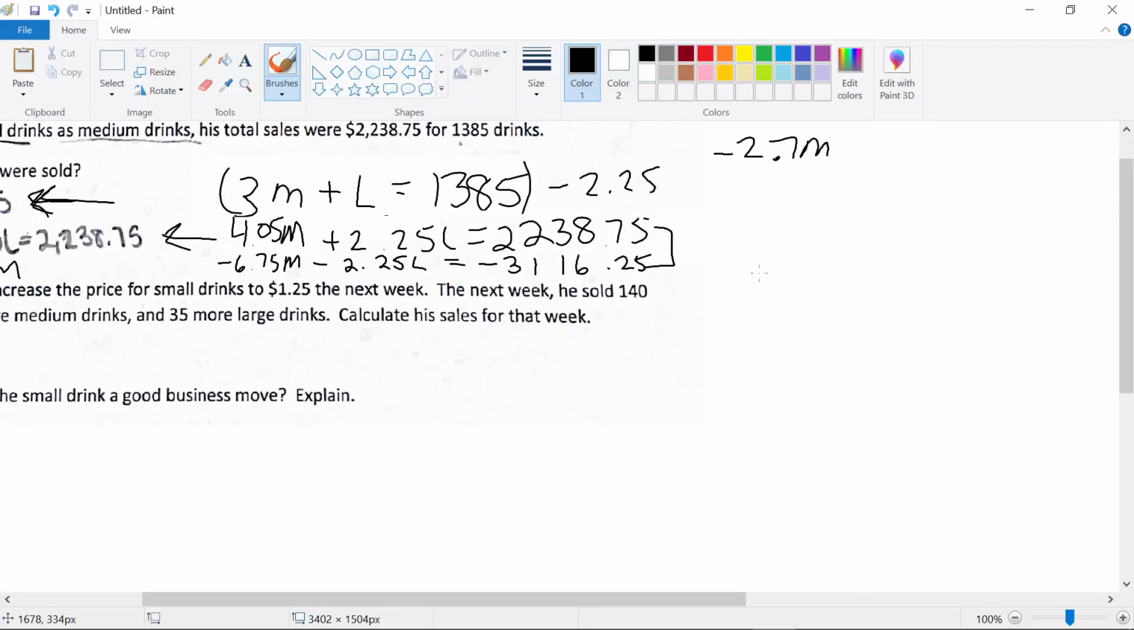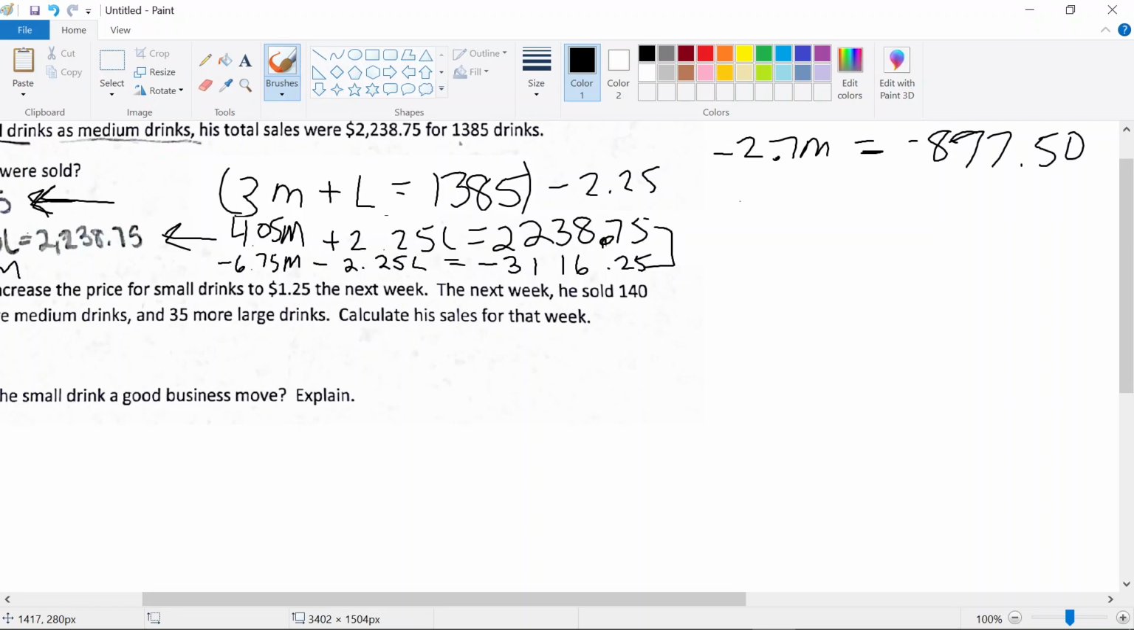And notice the negative 3116 is the bigger number, so this is going to be negative. So negative 2.7m equals, what's the number? Negative 877.50. So again, I was adding 2238.75 plus negative 3116.25. So the resulting answer is negative. The negative number was larger.